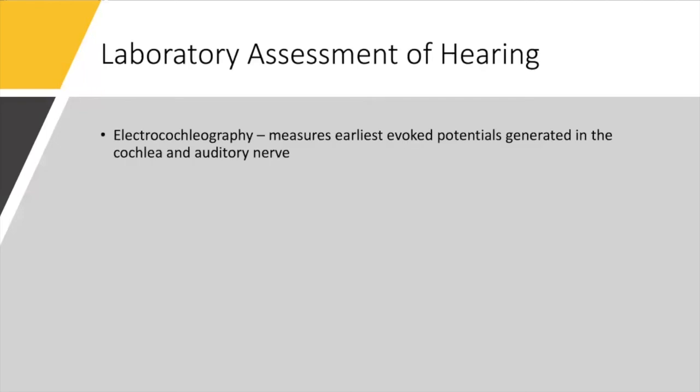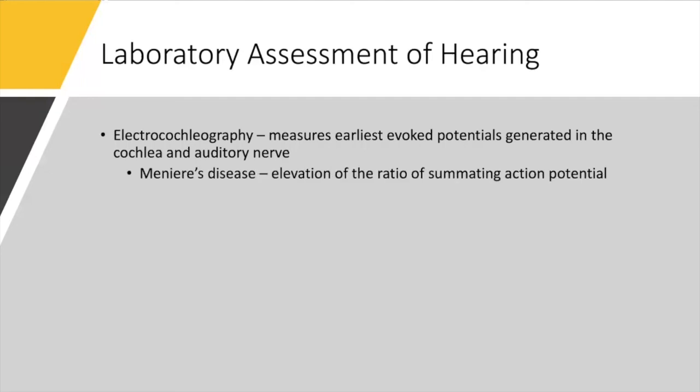Electrocochleography measures the earliest evoked potentials generated in the cochlea and the auditory nerve. Clinically, the test is useful in the diagnosis of Meniere's disease, in which an elevation of the ratio of summating potential to action potential is seen.